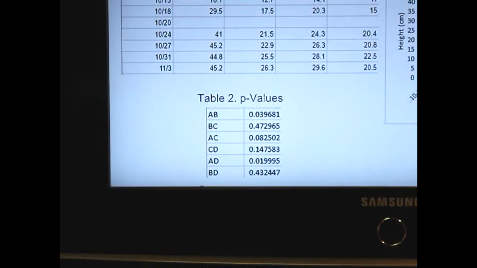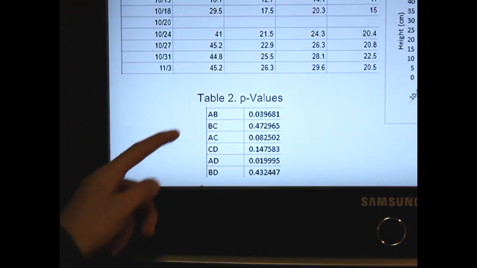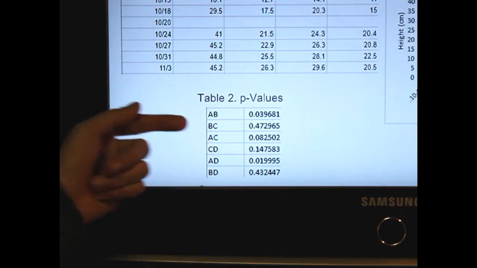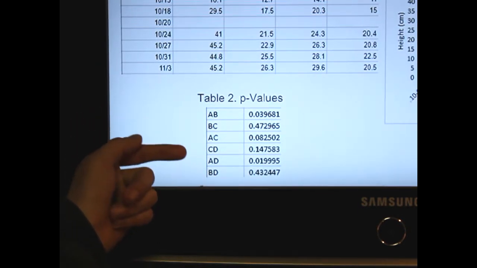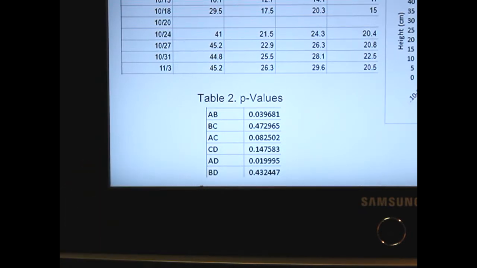Going into the next table, p-values. So a p-value is pretty much the measure of difference between two sets of data. In this case, we were comparing two different plants. So we have A to B, B to C, A to C, C to D, A to D, and B to D. We're looking for a value that's at or below 0.05. Anything larger than this value, there's not a great difference in the two sets of data. But anything at or below 0.05, there is a pretty large difference in data. We just disregard the hypothesis that there's no difference.